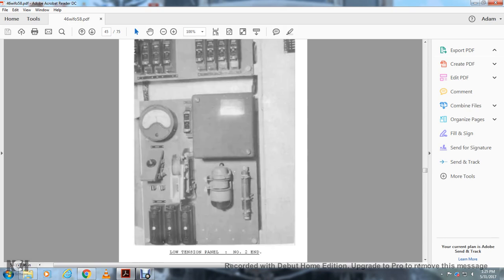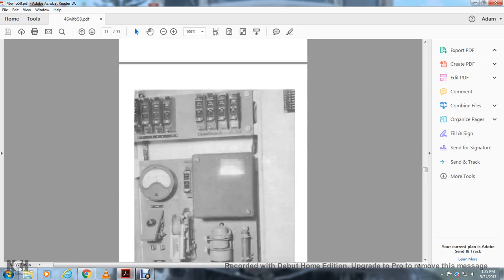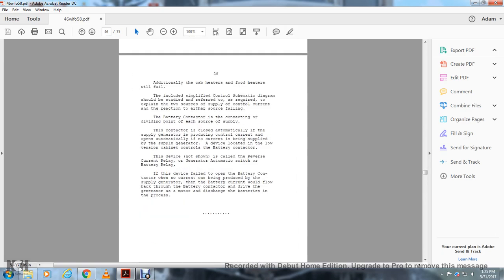The low tension panel number 2 end, the cab heaters and the food heaters will fail. The simplified control schematic diagram should be studied and referred to as required. It explains the two sources of supply for the control circuit, and the reaction to either source failing, through the battery contactor connecting the dividing point of the sources of supply.